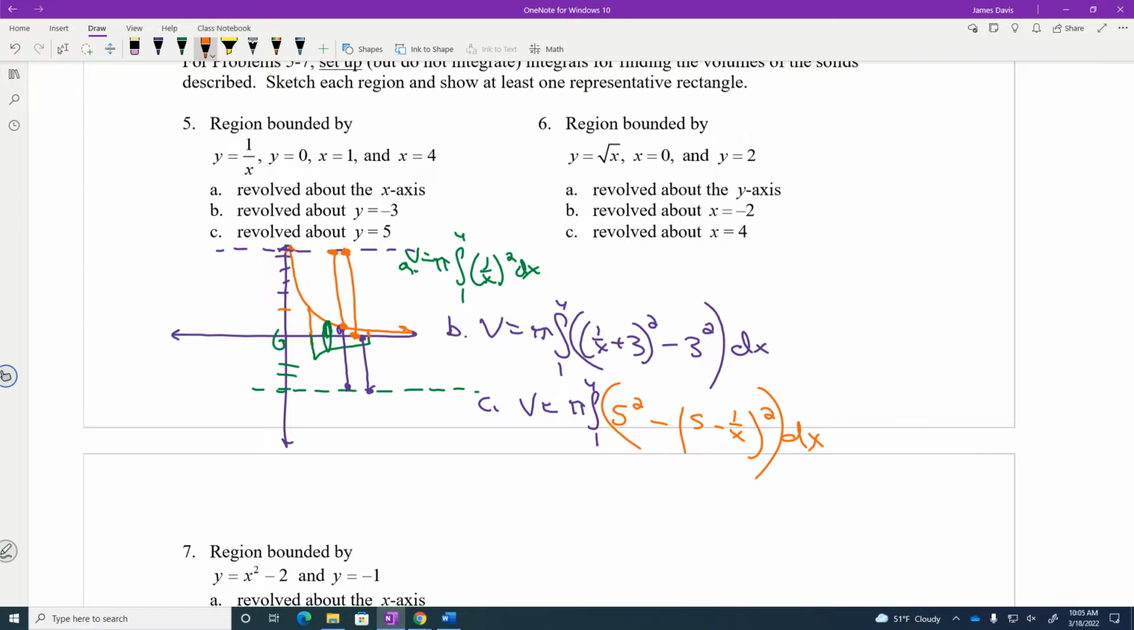Okay, we'll get some x values in the next one, so maybe it'll be a little bit more challenging. All right, so go ahead and sketch that. Which one? Number 6.